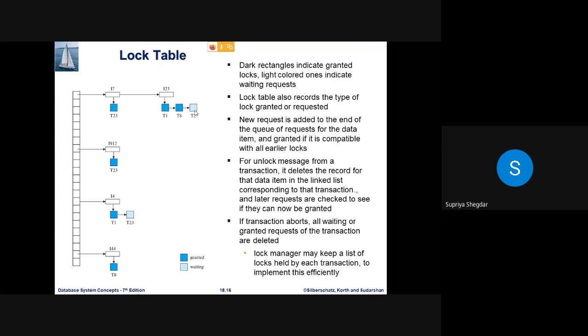In this diagram, some dark rectangles and some light colored rectangles are there. These dark rectangles are nothing but the granted locks. That means the data item I7 is currently with the transaction T3, and the transaction T3 has been granted the lock on the data item I7. The light colored boxes are nothing but the waiting requests. That means the transaction T2 is waiting for the transaction T8 to release the lock on the data item I23. So the dark colored box is the granted lock, and the light colored box is the waiting request.